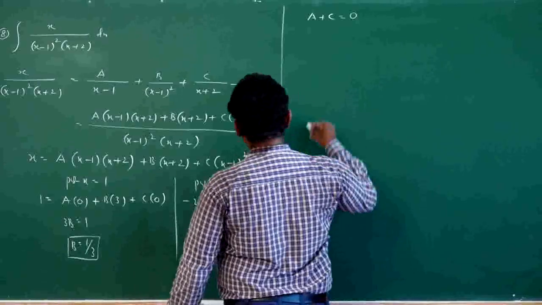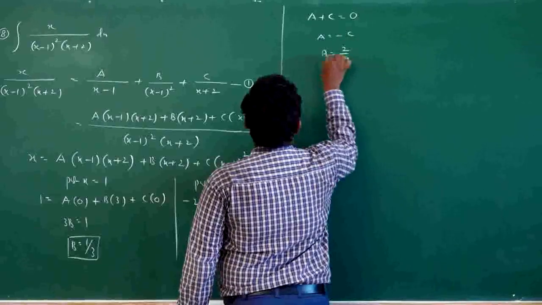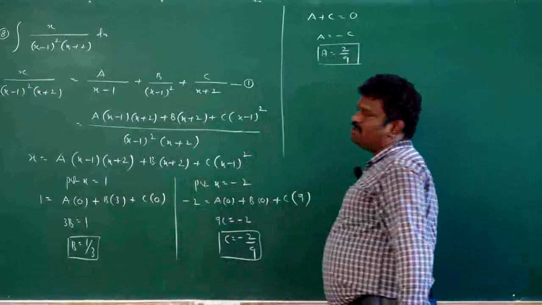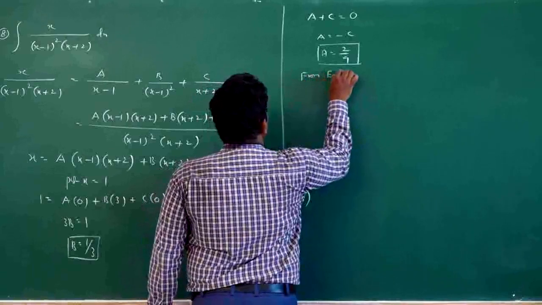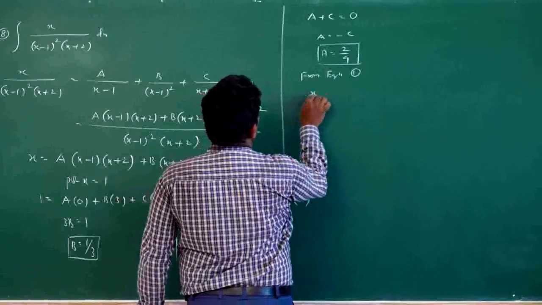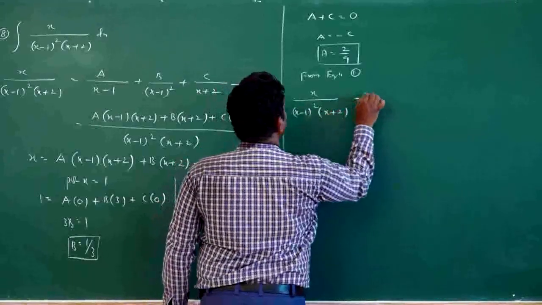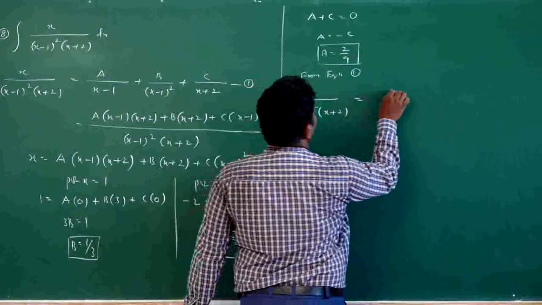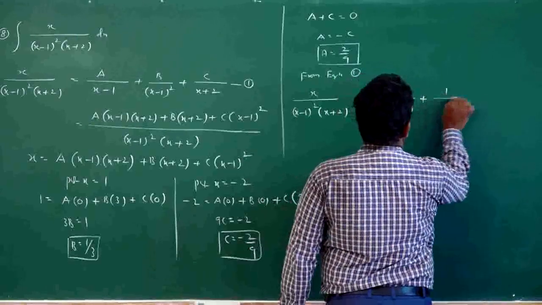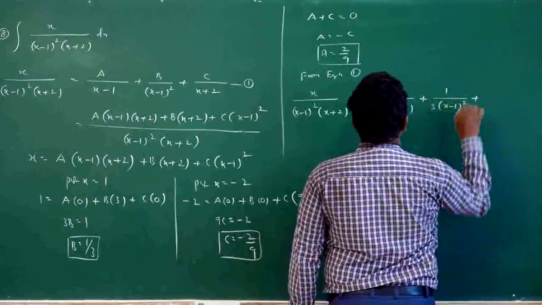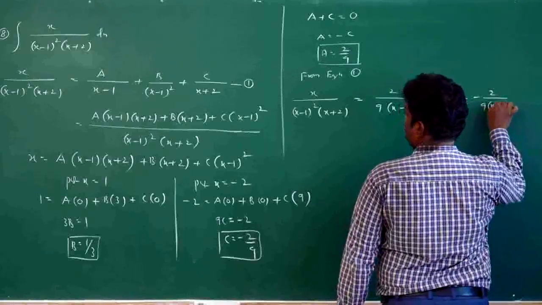So a plus c is equal to 0. Then c value is already there, so a is equal to minus c. Then a is equal to 2 by 9. Okay. Now these values are substituted in equation 1. So from equation 1, x by (x minus 1) whole square into (x plus 2) is equal to 2 by 9 into 1 by (x minus 1) plus 1 by 3 into 1 by (x minus 1) whole square plus minus 2 by 9 into 1 by (x plus 2).